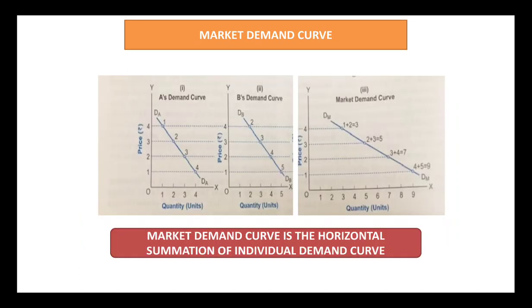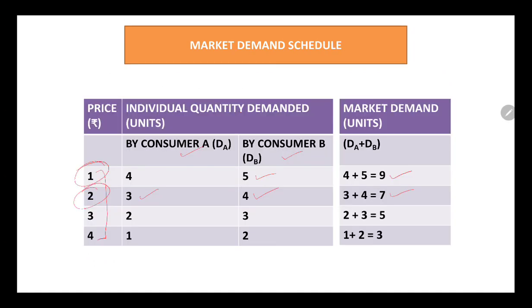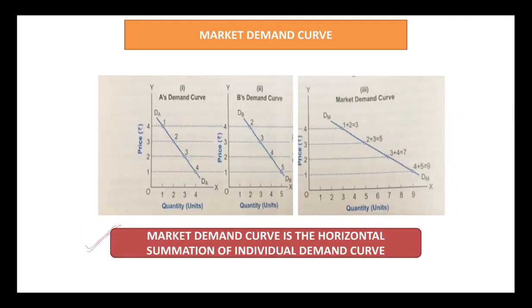And this is nothing but the market demand curve, where it says that market demand curve is the horizontal summation of your individual demand curve. So you can very well see over here what we have done in the previous slide. We have just taken these values and presented them over here, right? 1, 2, 3, 4, this is the quantity, these are the prices. So first what we did, we portrayed A's demand curve, it's downward sloping. Then again we did the same for B's demand curve.